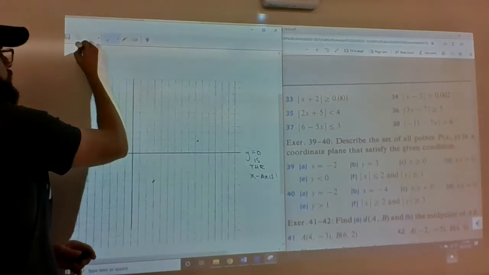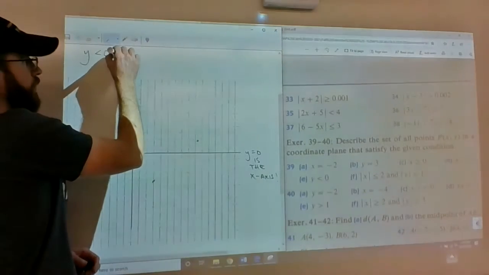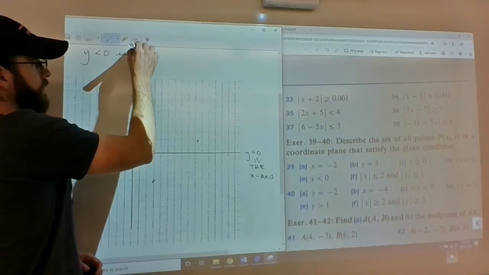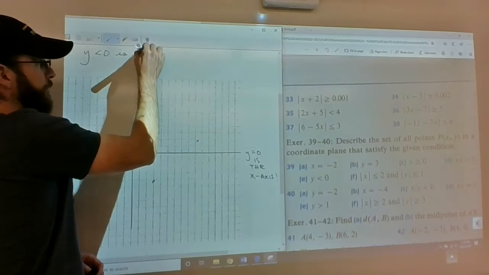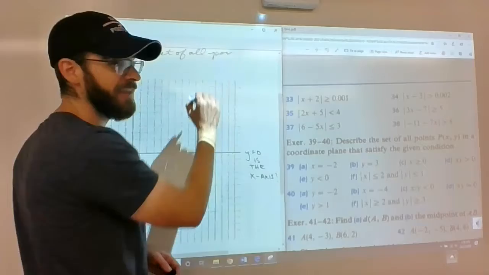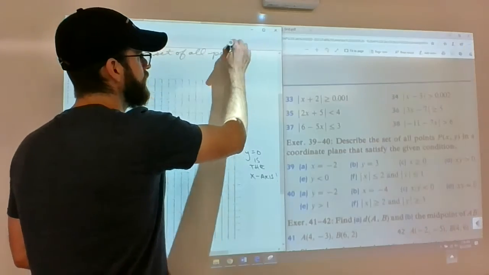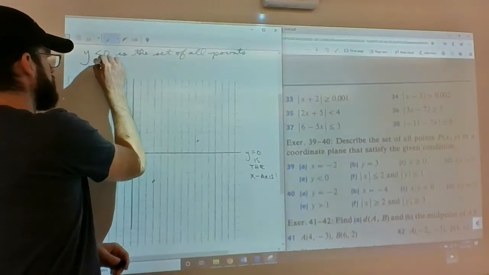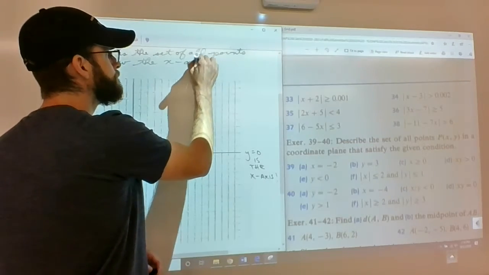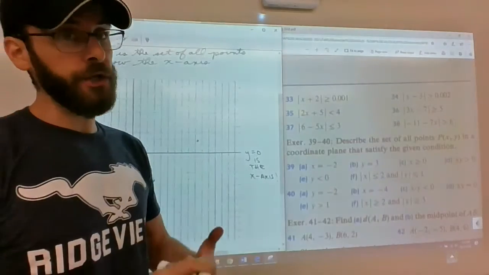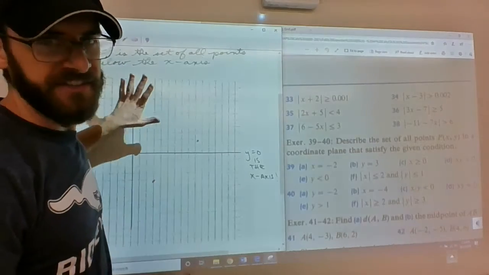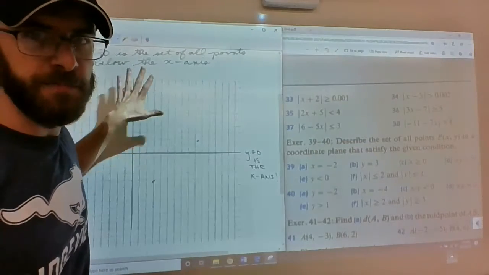So y is less than 0 is the set of all points below the x-axis. Sorry for the hesitation there. And then we don't have to say not including the x-axis. Well, that would be below. So that's a concise and satisfying explanation for that one.